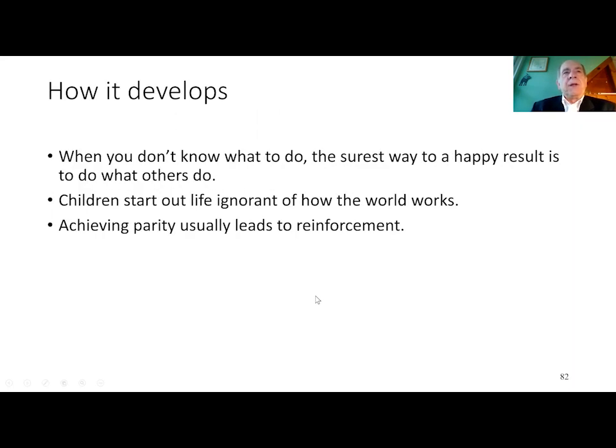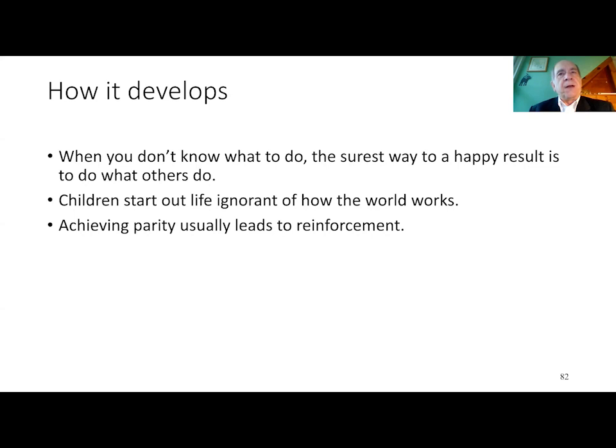How does it develop? When you don't know what to do in life, the surest way to a happy result is to do what other people do. And children start out life not knowing how to do anything, really. I mean, they know how to do their innate behavior, but they don't know whether they've been born in the 13th century, the 20th century, the 21st century, the 40th century. For all they know, they're being born into caveman life. They have to figure out how the world works.